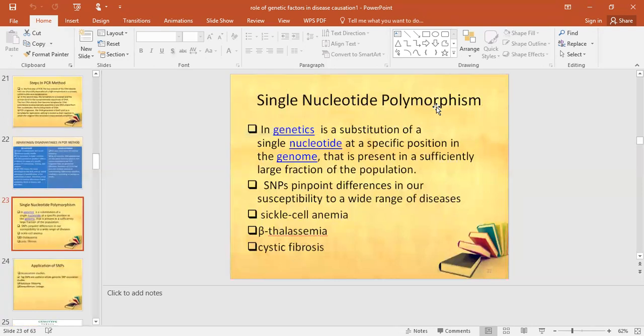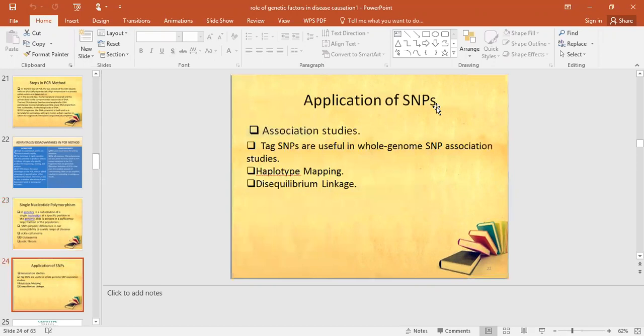Single nucleotide polymorphism, in genetics, is a substitution of a single nucleotide at a specific position in the genome that is present in a sufficiently large fraction of the population. Single nucleotide polymorphism pinpoints differences in our susceptibility to a wide range of diseases like sickle cell anemia, beta thalassemia, and cystic fibrosis. Applications of single nucleotide polymorphism: association studies. Tag single nucleotide polymorphisms are useful in whole genome single nucleotide polymorphism association studies.